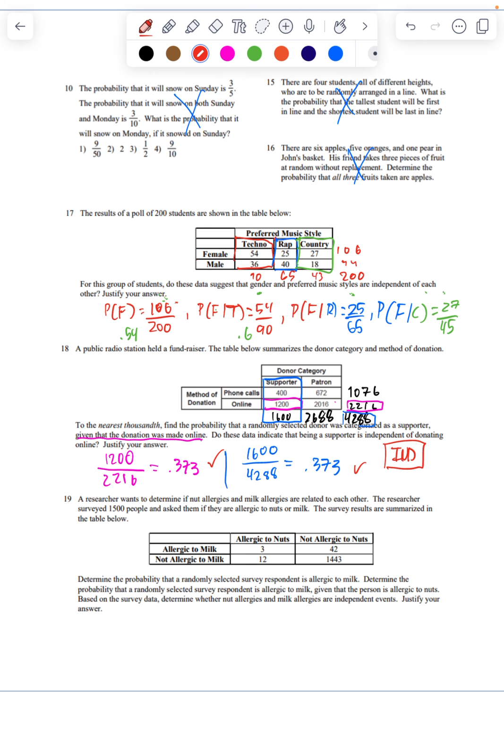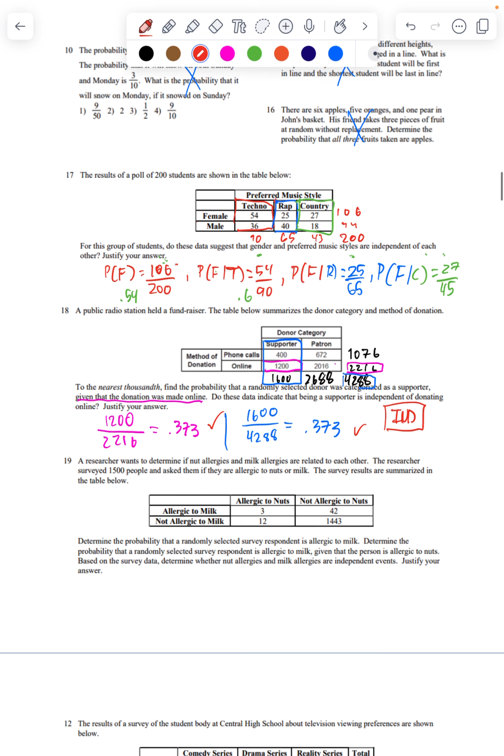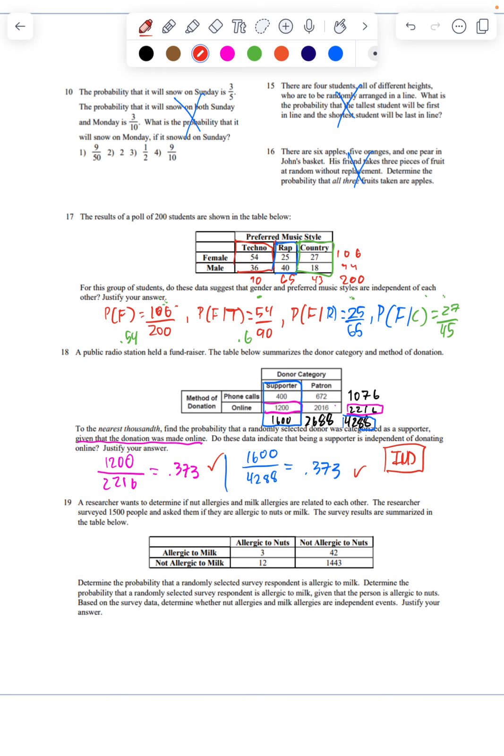A researcher wants to determine if nut and milk allergies are related to each other. The researcher surveyed 1,500 people online and asked them if they are allergic to nuts or milk. The survey results are summarized in the table below. Determine the probability that a randomly selected survey respondent is allergic to milk, and determine the probability that a randomly selected respondent is allergic to milk, given that the person is allergic to nuts. Based on the survey data, determine whether or not nut and milk allergies are independent events. Justify your answer. So again, give this one a try. It's very, very similar to the previous example. So maybe pause and try to solve it yourself.